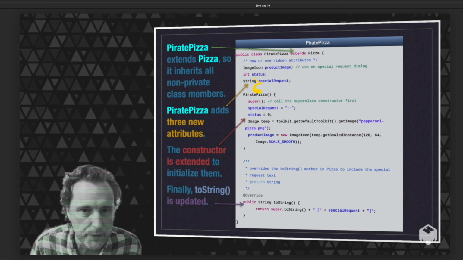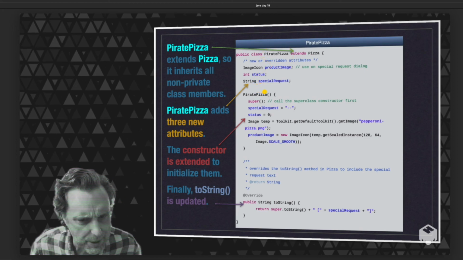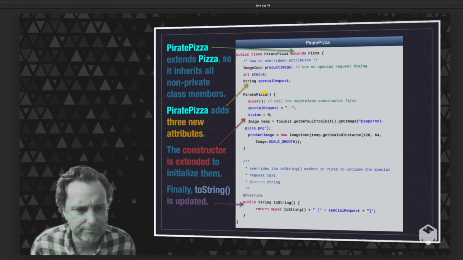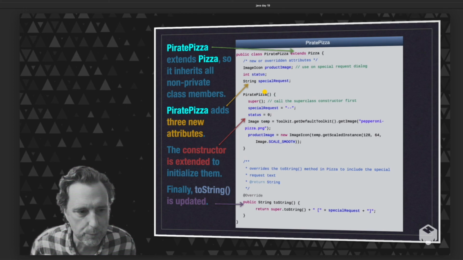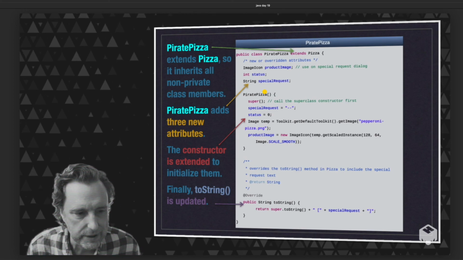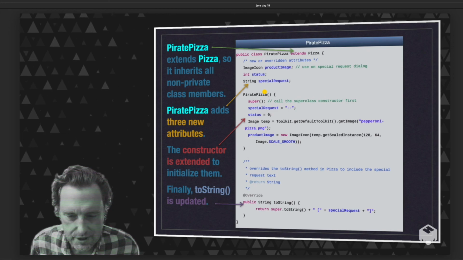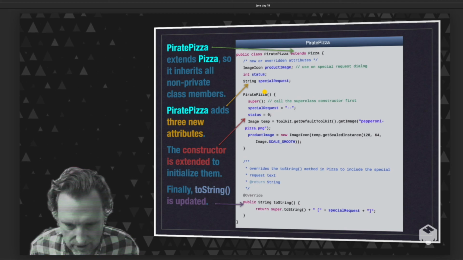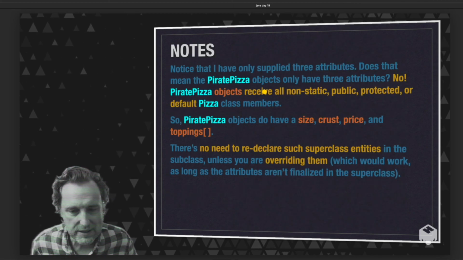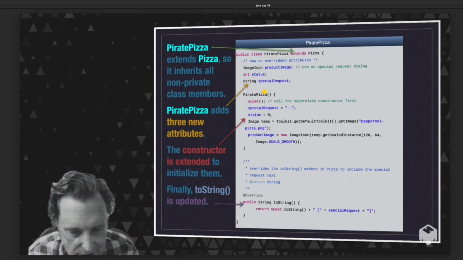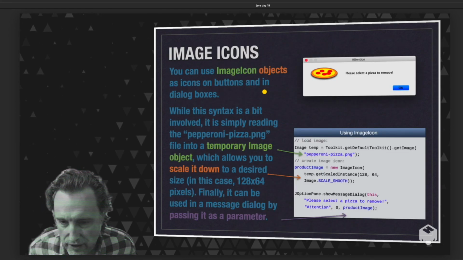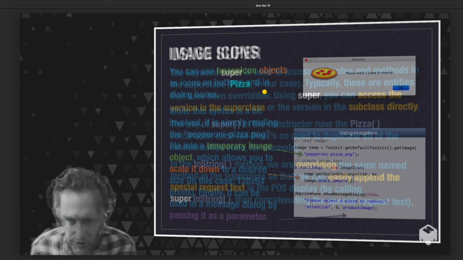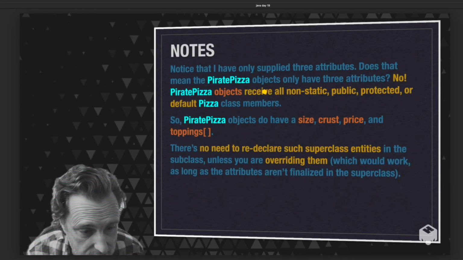So don't let it confuse you that PiratePizza actually seems maybe to be too simple, because it is simple, but the simplicity comes from the fact that we're leveraging work that we did earlier. We're leveraging code that we've already written. We're leveraging the power of object orientation. So we will pick up next time here, and go into detail on how to get this image icon to work, and then we're done with inheritance.